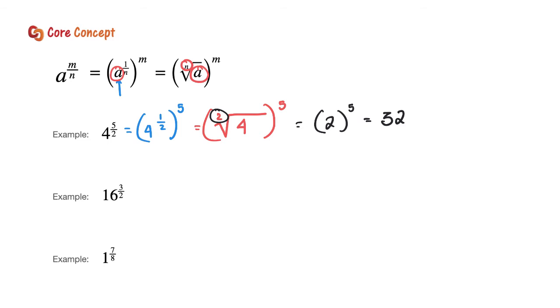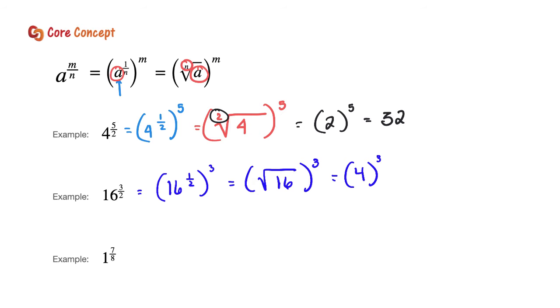Let's apply this to the next problem. Same idea. So we're going to rewrite this as 16 to the 1/2 power raised to the 3rd, which is the square root of 16 raised to the 3rd power, which is 4 to the 3rd power. That's the square root of 16, and that gives us 64.